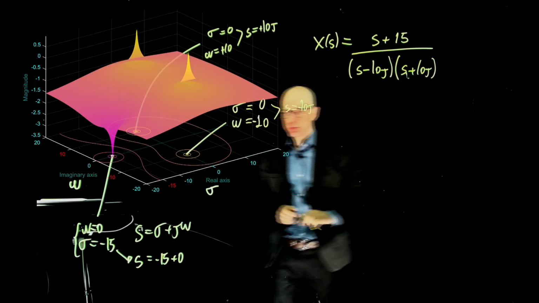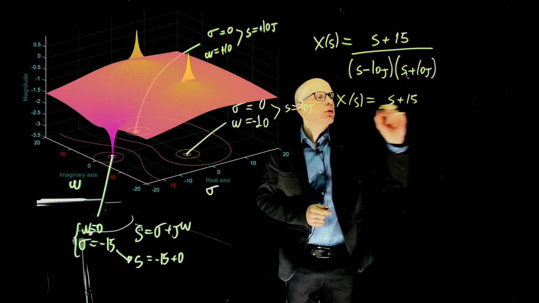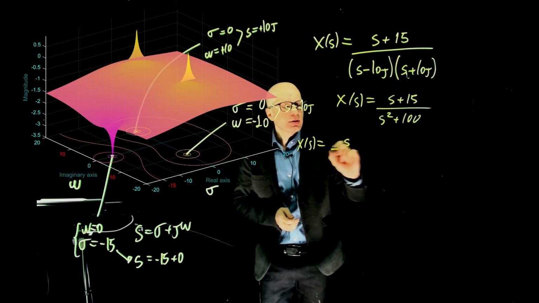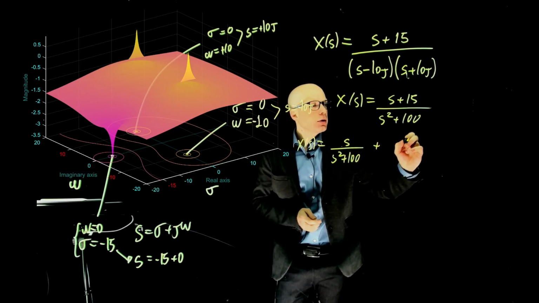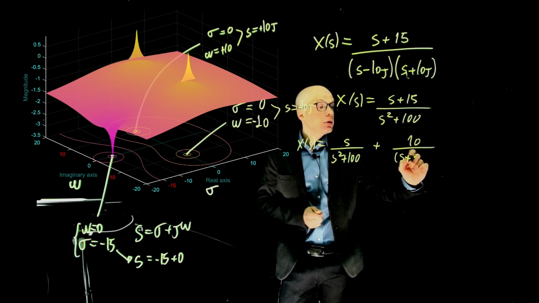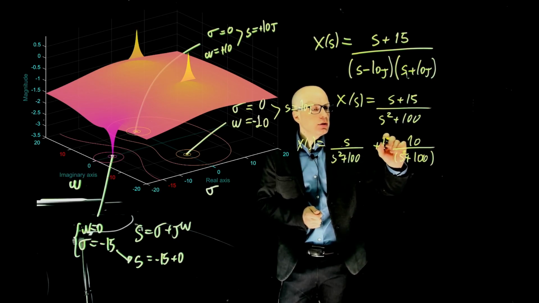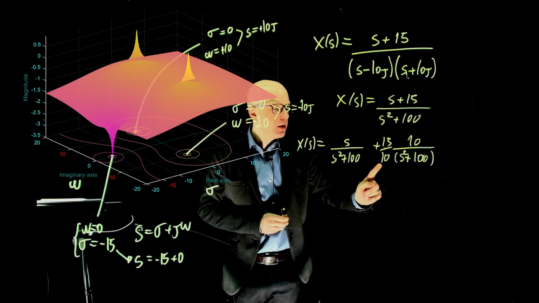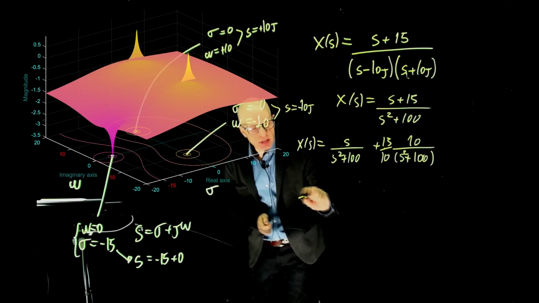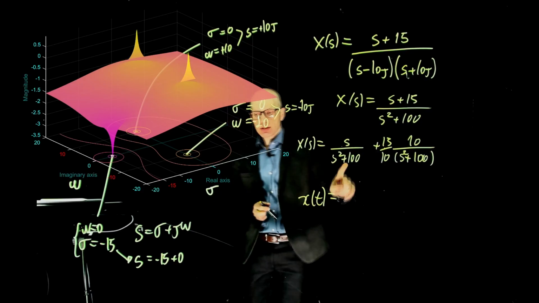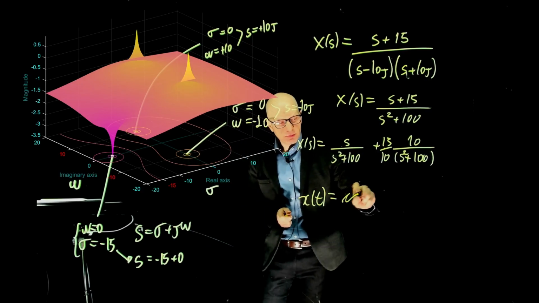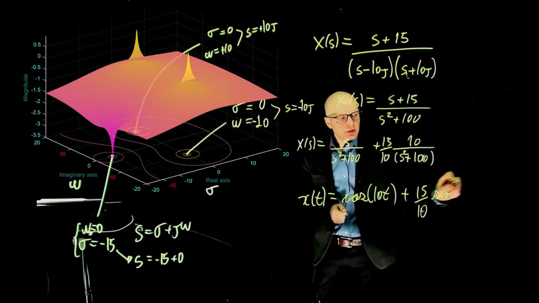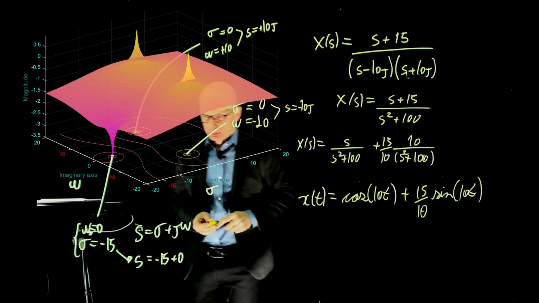You see, it's a function of S now. We can expand this. It's S plus 15 over S squared plus 100, which is the same as S over S squared plus 100, plus 15 divided by 10 times 10 over S squared plus 100. I just added this 10 on top here and divided by 10. You'll understand why soon. What is the inverse Laplace? What is x of t? If you look at the table, this is cosine of 10t, and this is sine of 10t. This is the signal x of t.